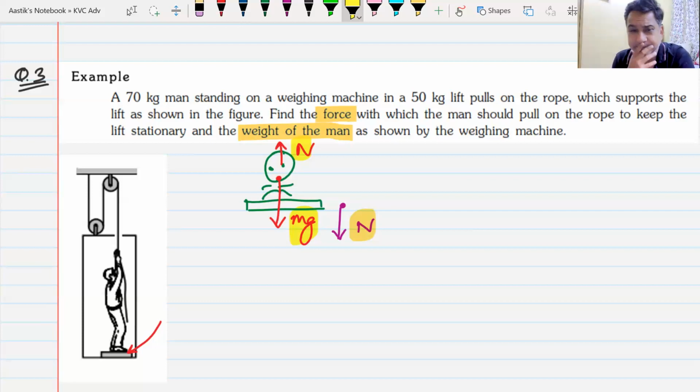Anyone got the answer? Try. Trial is important. Answers are not. You might get the answer, you might not get the answer. That is not important. What is important is that you are trying.